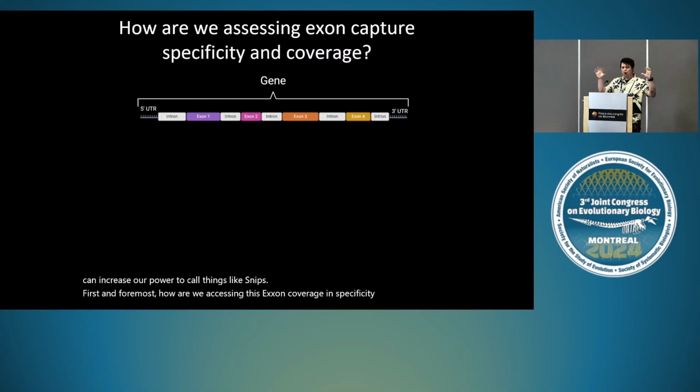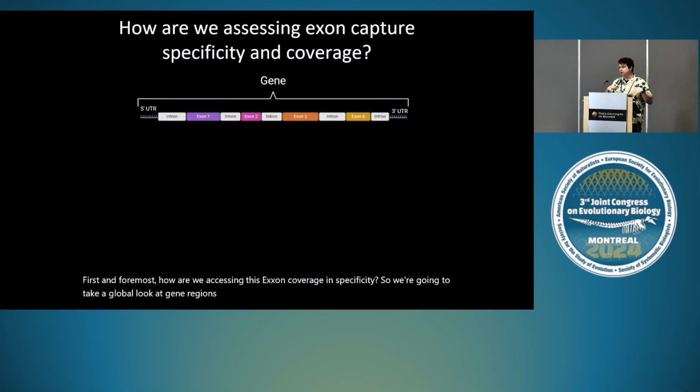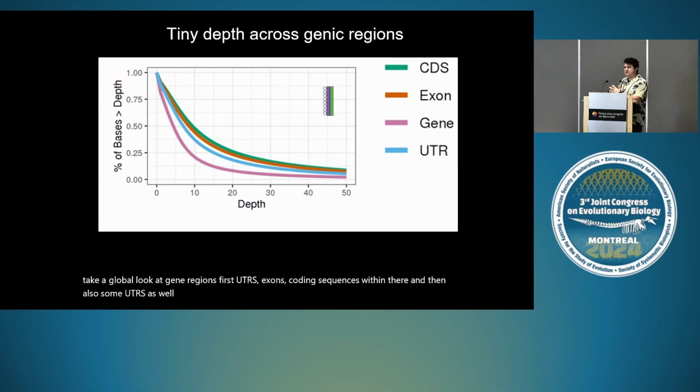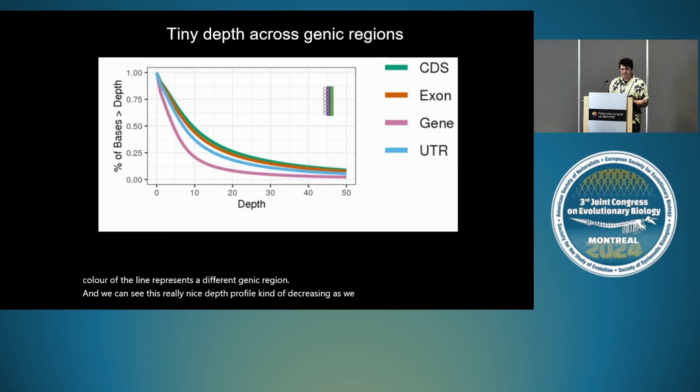So first and foremost, how are we assessing this exon coverage and specificity? We're going to take a global look at gene regions first: UTRs, exons, coding sequences within there, and also some UTRs as well. So this is a depth profile for Tiny, that small combination. On the x-axis, we have depth, and the y-axis is the percent basis of depth. Each color of line represents a different genic region.